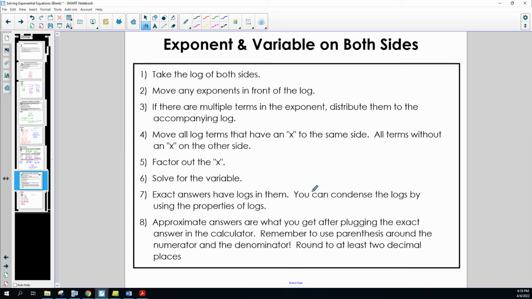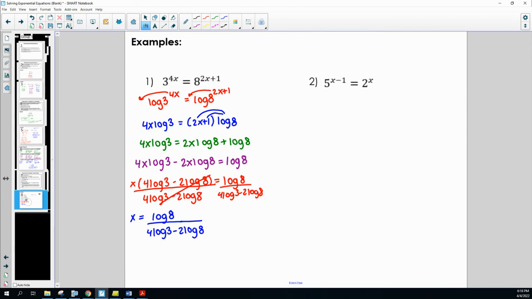But it says you can condense the logs by using the properties of logs. So I'm going to go ahead and do that. The denominator has more than one log, so I'm going to condense that. The top will stay log 8. The numbers in front are my exponents. So I'm going to make this log 3 to the 4th minus log 8 squared.